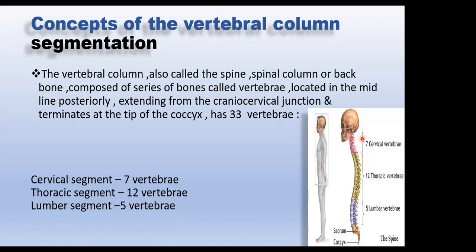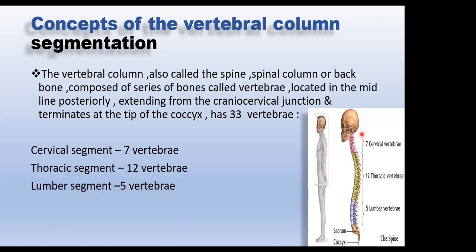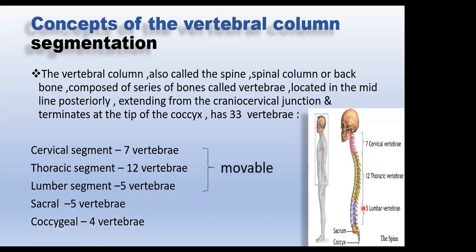The first segment is the cervical segment, which consists of 7 cervical vertebrae, then the thoracic segment, which consists of 12 thoracic vertebrae, and the lumbar segment, which consists of 5 lumbar vertebrae. These first 3 segments are regarded as movable segments.